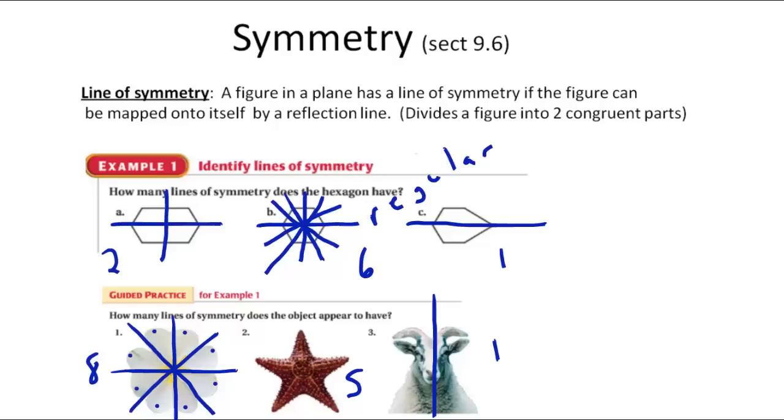So I've got 1, 2, 3, 4 lines so far, and then again I can go in between each set to get my 8, and then my 5 I could do the same.